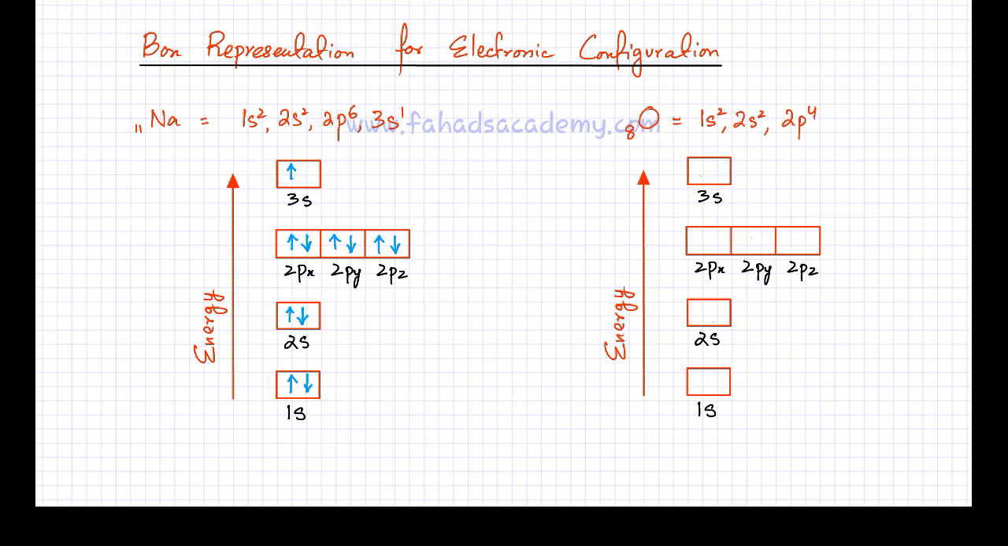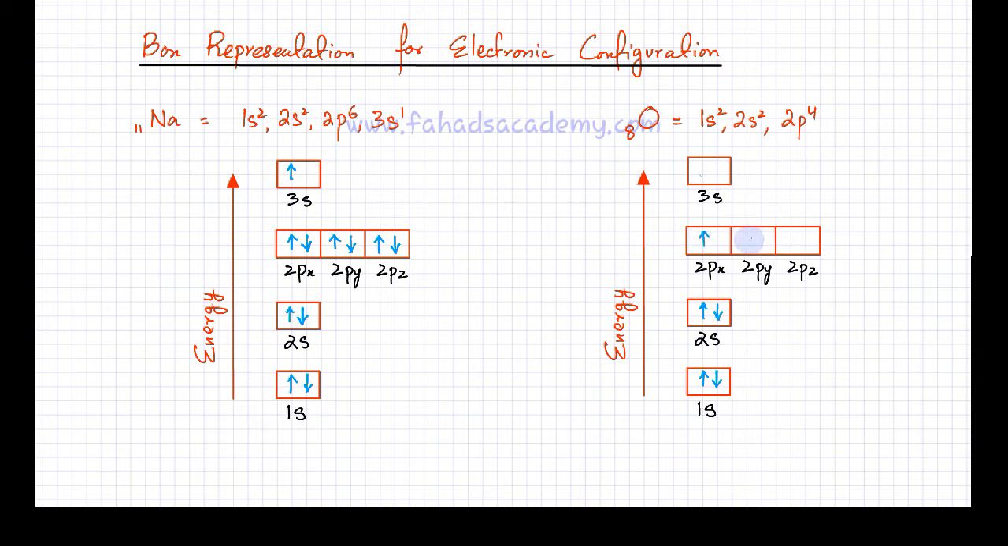I'm going to start off with the 1s subshell that has 2 electrons, so 1 upward spin, 1 downward spin. After that, I have the 2s subshell, so 1 upward spin and 1 downward spin. Now the 2p subshell has 4 electrons, so I'm going to fill the orbitals in a single manner first.